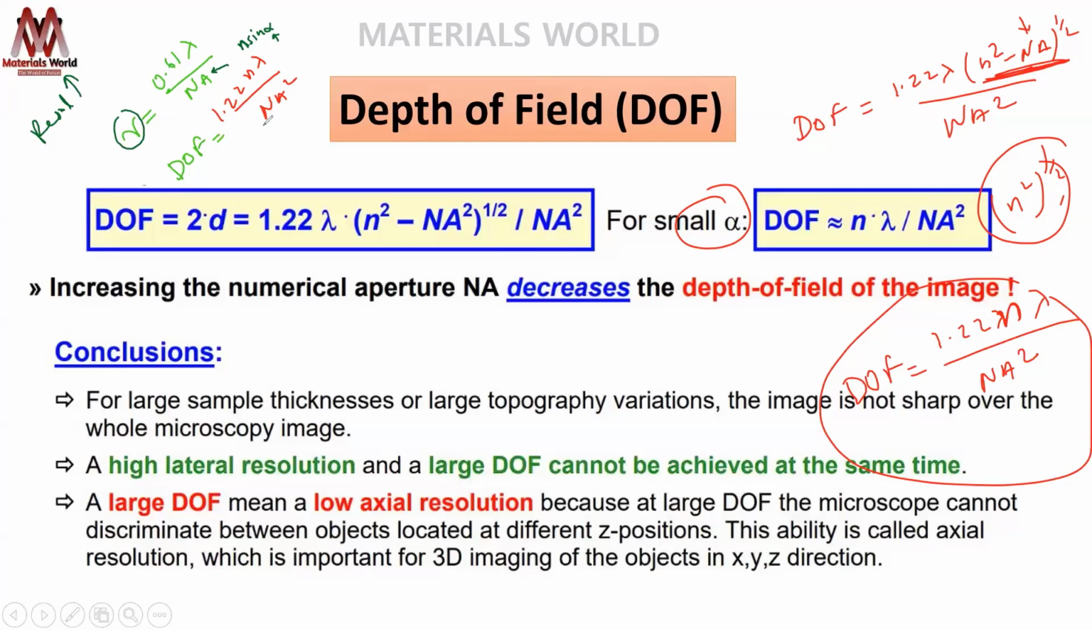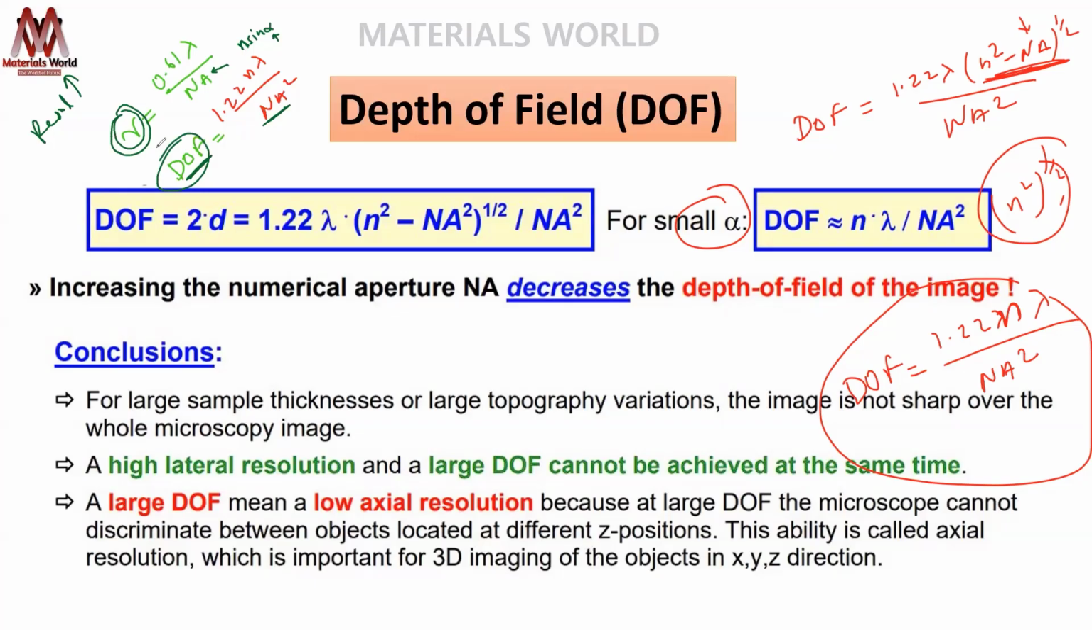And here also, by increasing NA, what exactly are you doing? You are decreasing the depth of field. Means you cannot improve both at the same time by changing the NA or increasing n or alpha. Got my point? If you increase NA, your resolution will improve. At the same time, your depth of field will decrease.